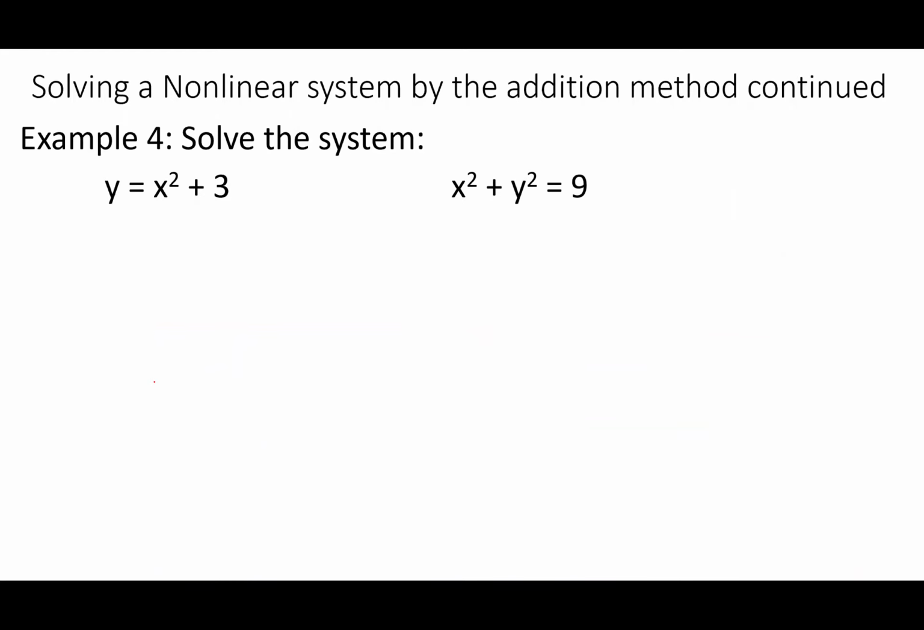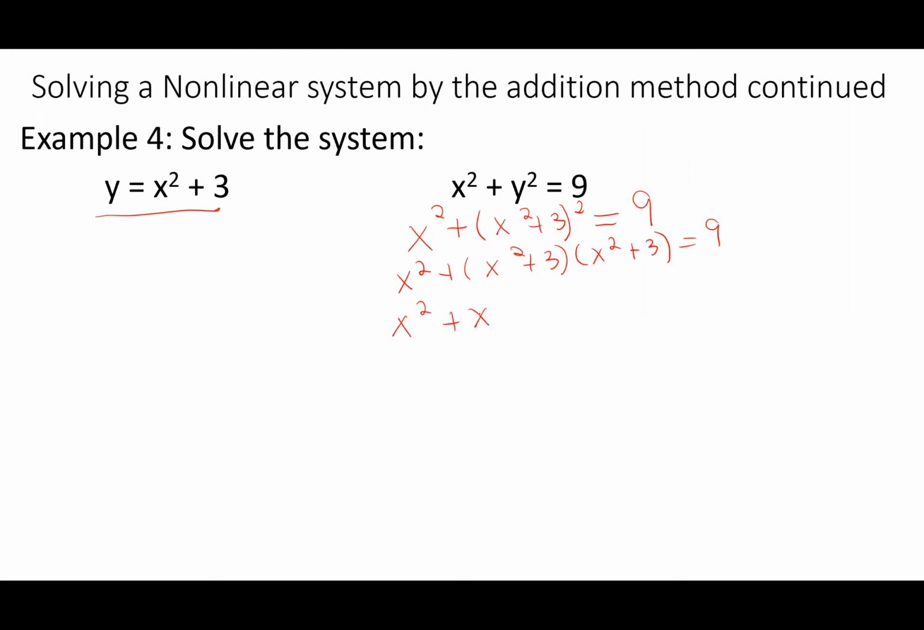Okay? One more problem. This one's already solved for y, so let's plug it in. So now I have x squared plus, in place of y, I've got (x squared plus 3), and that squared equals 9. Foiling my (x squared plus 3), I get x to the 4th plus 3x squared plus 3x squared plus 9, and that still equals 9. So I have x to the 4th plus 7x squared plus 9 equals 9.